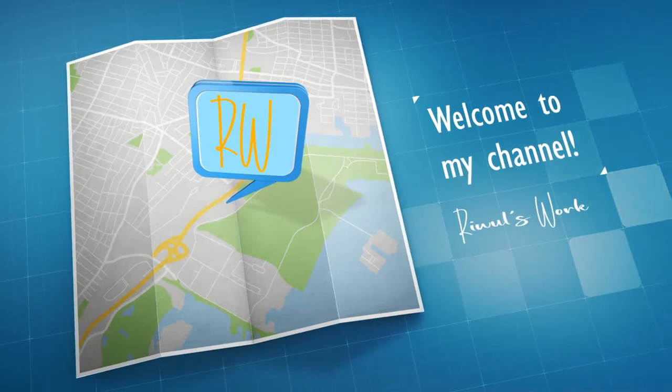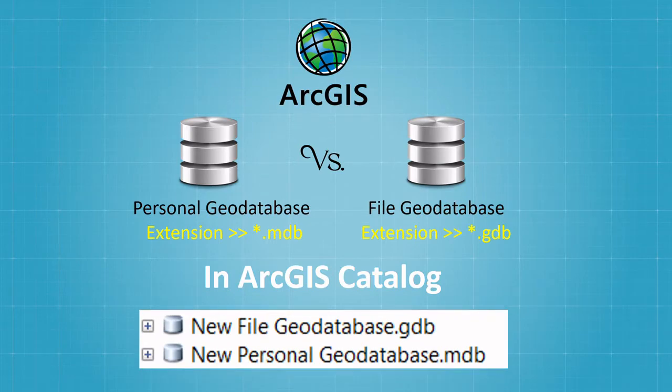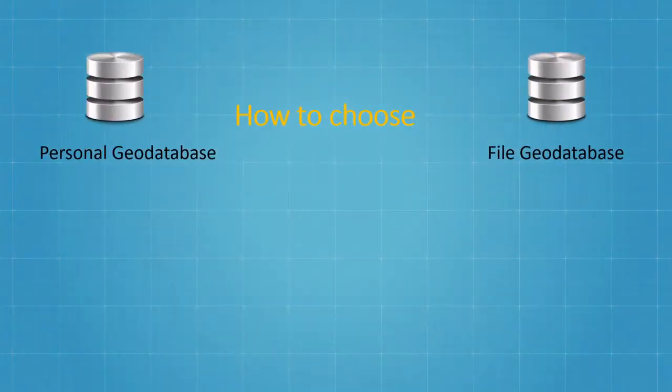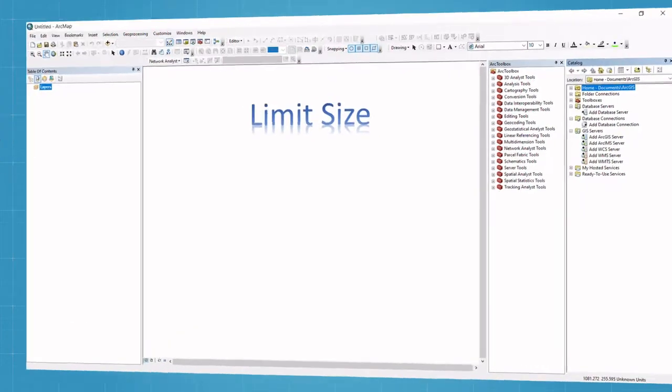This time I'm going to tell you how to simply choose between personal geodatabase .mdb and file geodatabase .gdb in ArcCatalog. I assume here you already know what a geodatabase is. There are two main reasons why we choose a type of geodatabase: the size of your data and how we work with your data. Let's first talk about the size.